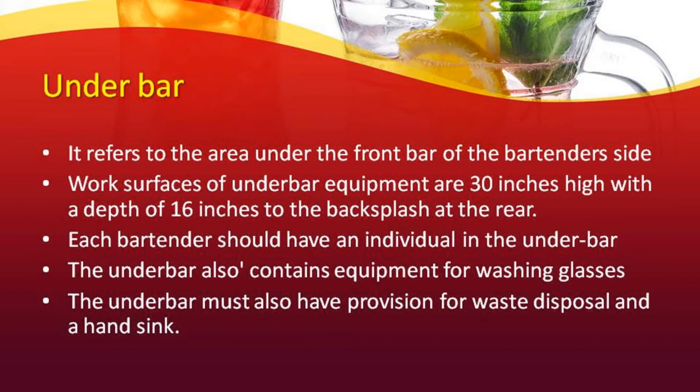The underbar also contains equipment for washing glasses, a 3 or 4 compartment sink with drain boards on both sides, or in some cases a mechanical dishwasher. The underbar must also have provision for waste disposal and a hand sink.